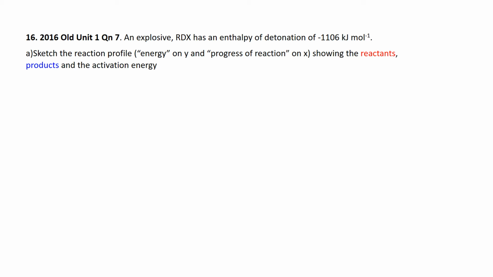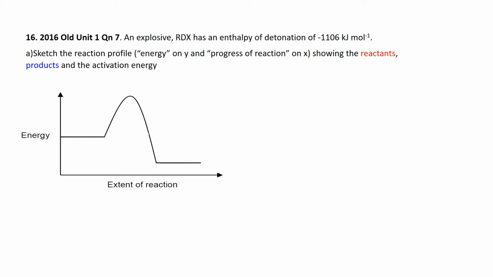Explosive has an enthalpy of detonation of minus 1106. Sketch the energy profile again. Well, again, we're going to use this one, in which the products are lower energy than the reactants because delta H is negative there. Okay, so minus 1106, and the activation energy, just worried about the forward reaction, going from the reactants over the hump right there.